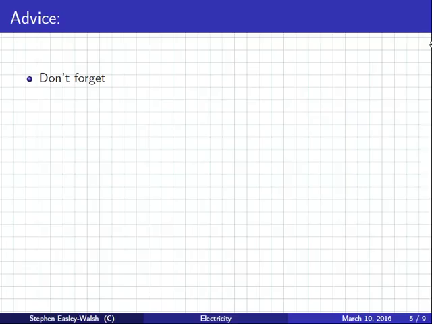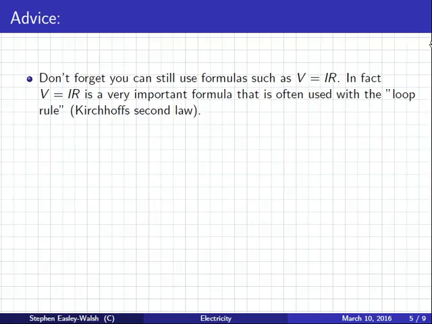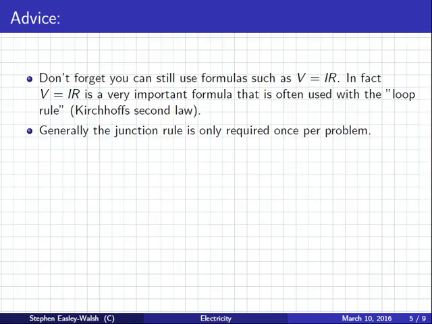some advice before I do an example. Don't forget, you still have this formula, V equals IR, which turns out to be a very useful formula for this lesson. In fact, it's very important for this lesson. Useful with the loop rule in particular. Second point, usually for problems involving Kirchhoff, you only need to use the junction rule once. Now, not always, but just usually for the exam.